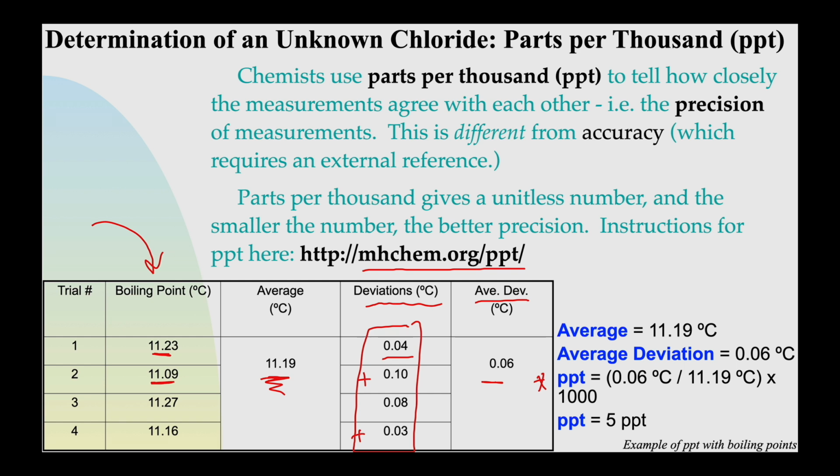If you get a parts per thousand that's larger, then it maybe means that there's a little problems with the experiment. Again, look to the handout at mhchem.org/ppt. It's also in the companion for another example of how parts per thousand works. It's something we'll do off and on from here all the way into Chem 223, so it's a good idea to know how it works.